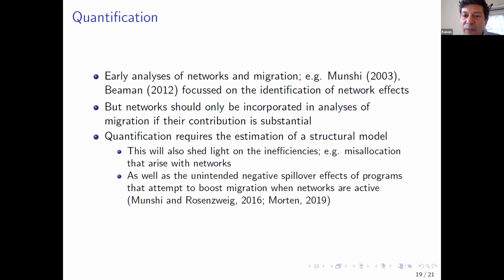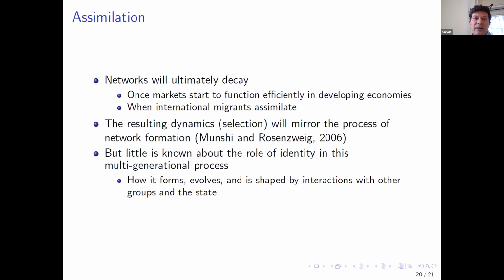This will also shed light, for example, on the inefficiencies that are associated with the existence of these networks. In the Chinese case, for example, in those birth counties where you have stronger networks, you're going to have weaker people coming in at the margin. That's a misallocation. You'd like to actually have higher ability people from other counties coming into business if they could. And then, of course, there will be unintended spillovers from programs which can be evaluated through the lens of these models.